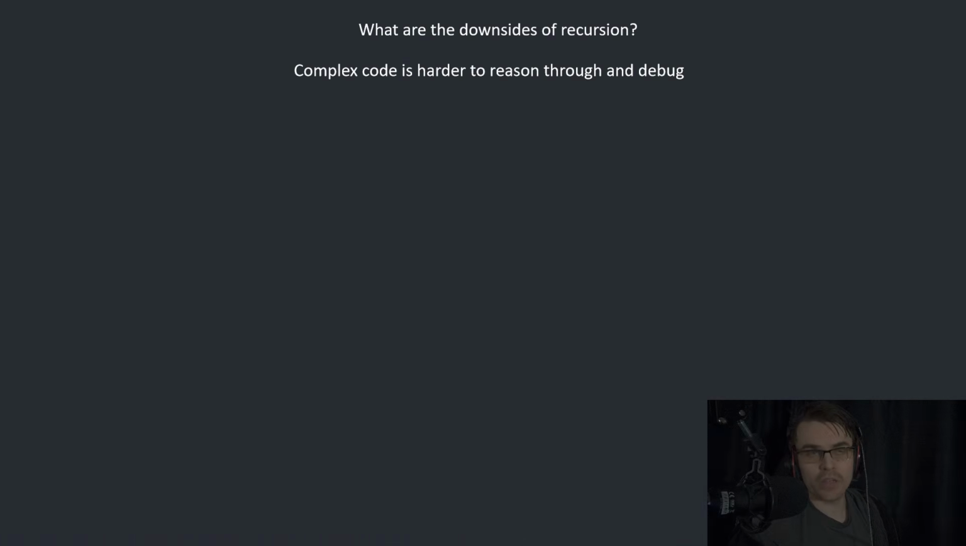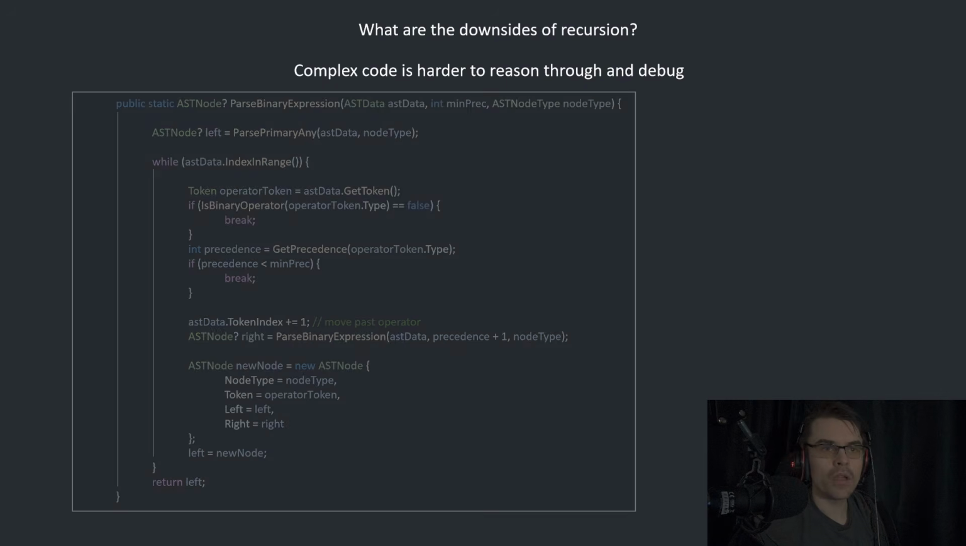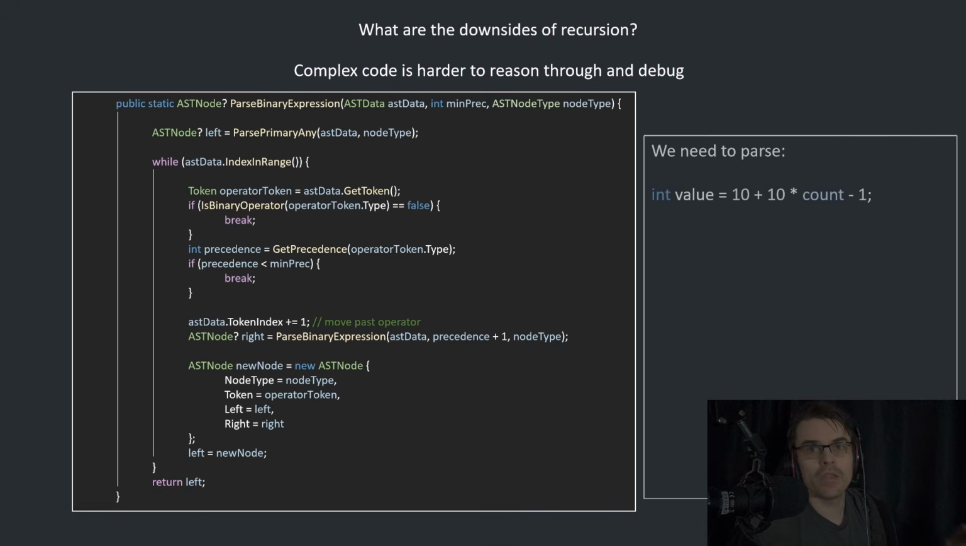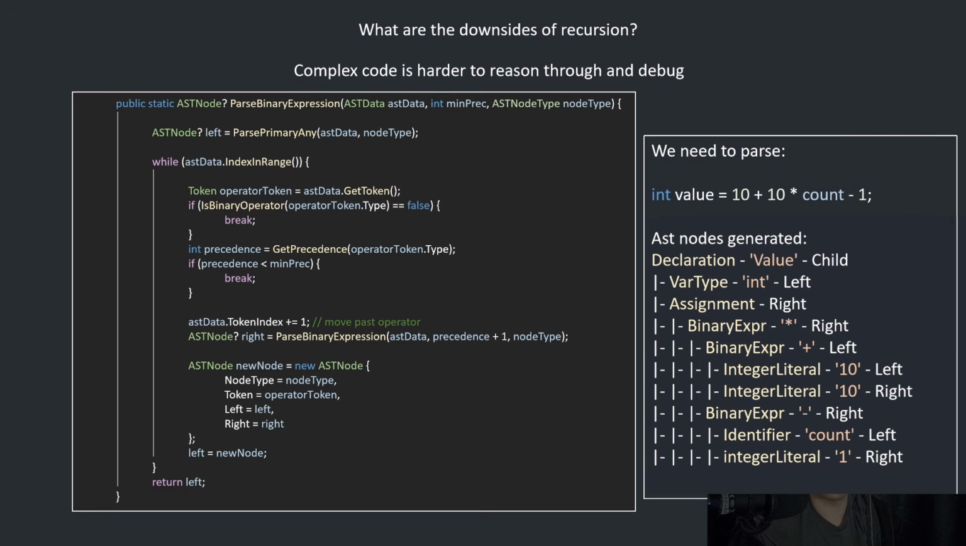Another downside is that complex code is harder to reason through and debug. Here's an example from one of my compiler projects. We're passing a binary expression, which is something like, I'll show you on the right. Imagine we want to pass this: 10 plus 10 multiplied by count minus 1. We have to separate this into AST nodes, and the way it should look is something like this.